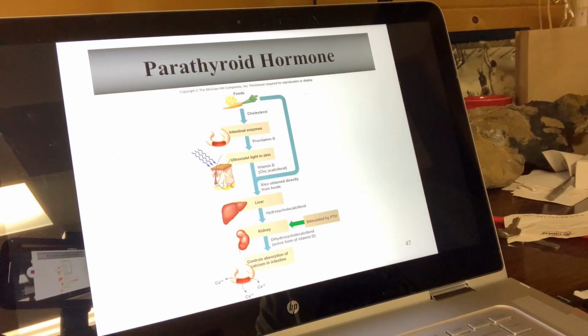But this is not completely active yet until it passes through the liver and a hydroxyl group is added, and then, due to stimulation from the kidneys in the presence of parathyroid hormone, that is converted into the active form of vitamin D, which is dihydroxy, 2-OH groups, cholecalciferol. And this activated form of vitamin D causes the intestines to increase calcium reabsorption from the foods you eat to raise your calcium levels up.